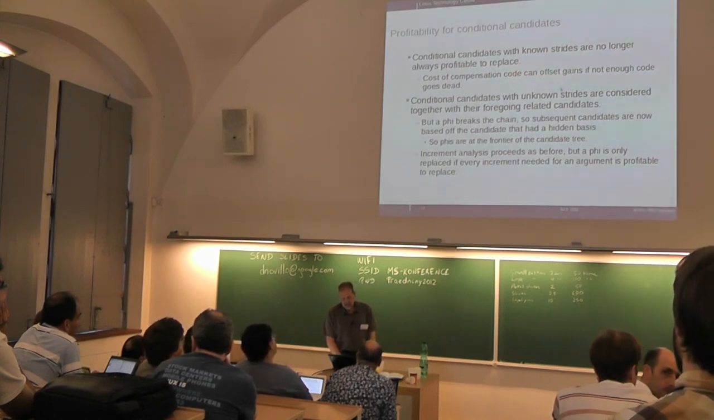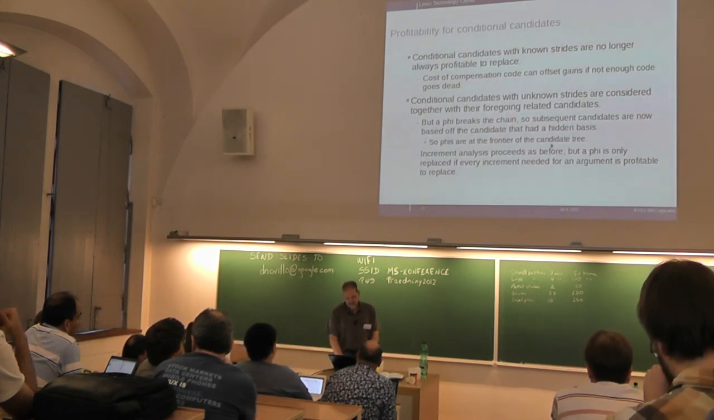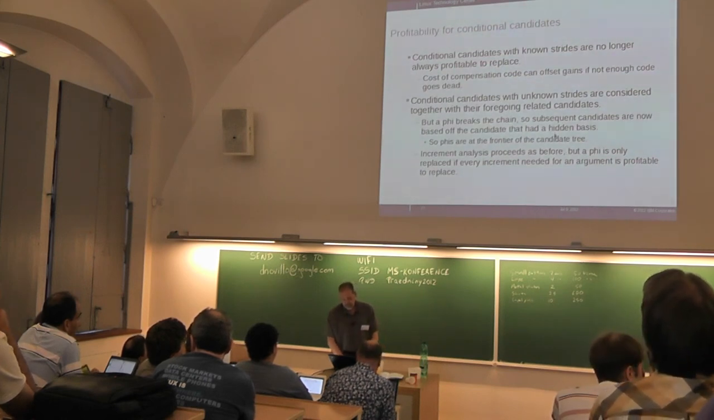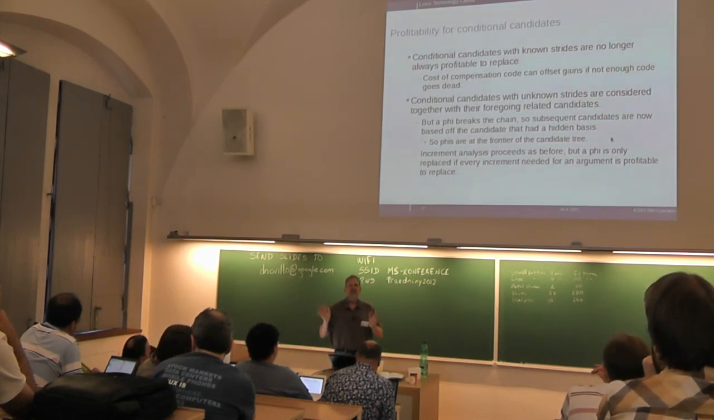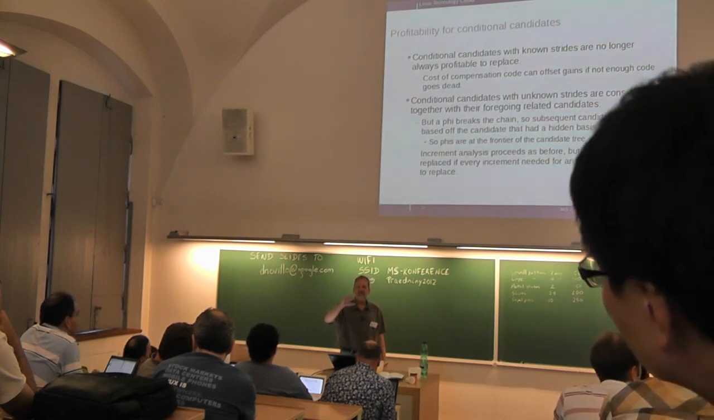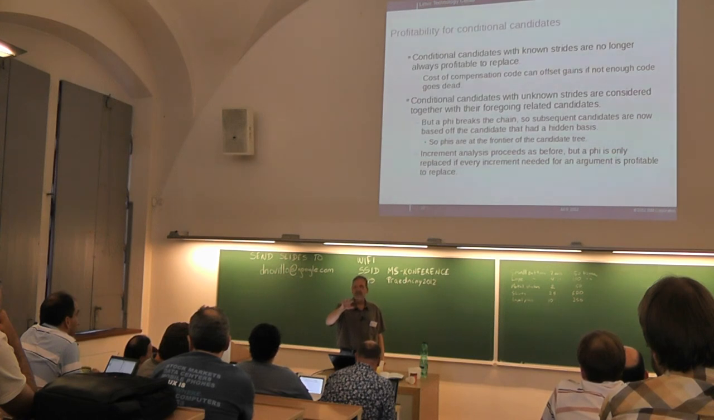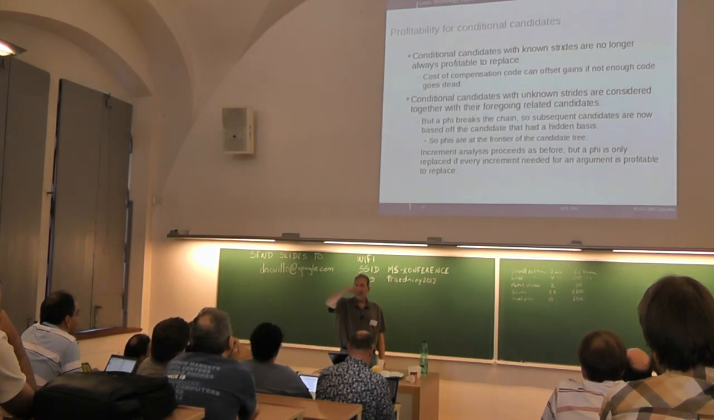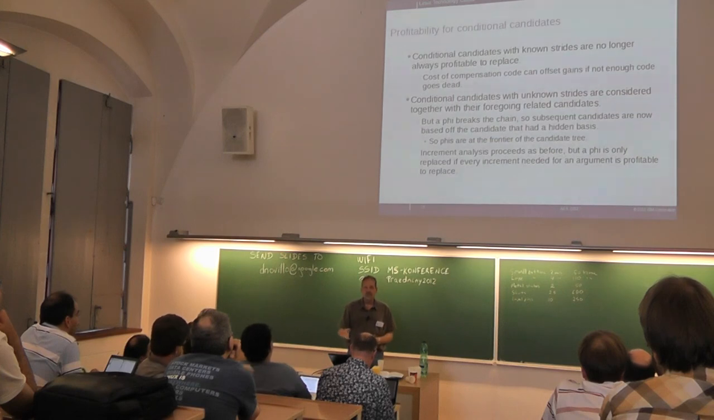Also, when we have unknown strides, when we're looking at conditional candidates, we have this problem that we are changing the basis when we get to the phi. It no longer has the same base name. And so you consider your conditional candidates with everything that came before, but that breaks the basis change. You have to start new at that point. So another way of looking at that is that the phis will always be showing up at the frontiers of the tree.